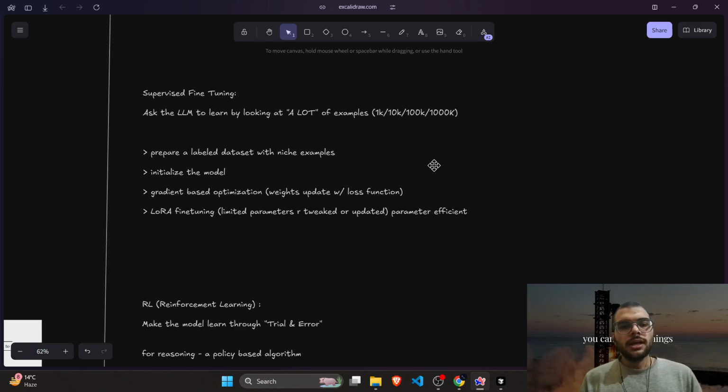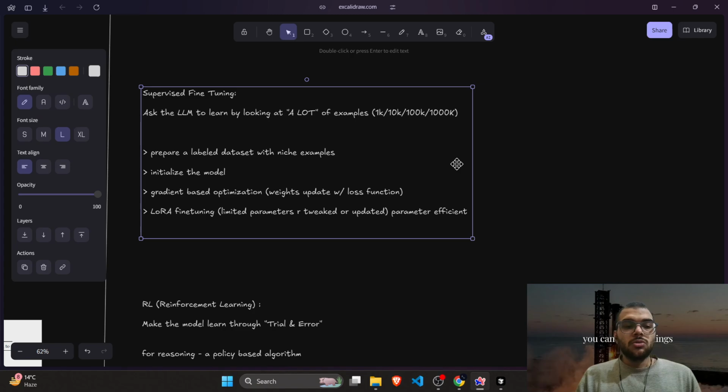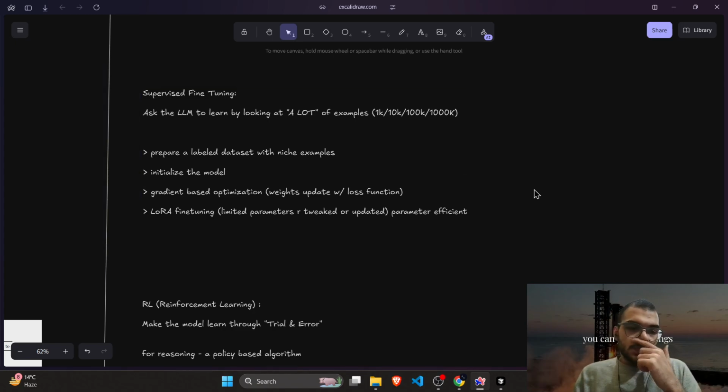Then you initialize the model, and then you just implement a gradient based optimization, which are the weight updates based on the loss function. And in this, most of the time you do LoRa fine tuning, which is basically you just tweak limited parameters in the model. You're not doing full fine tuning most of the time because that's not efficient, or that requires a lot of compute. So it's parameter efficient, it's compute efficient, so you do that. Now for SFT, you are heavily dependent on data because there is no engineering other than that. Gradient based optimization is the base algorithm for almost every learning.